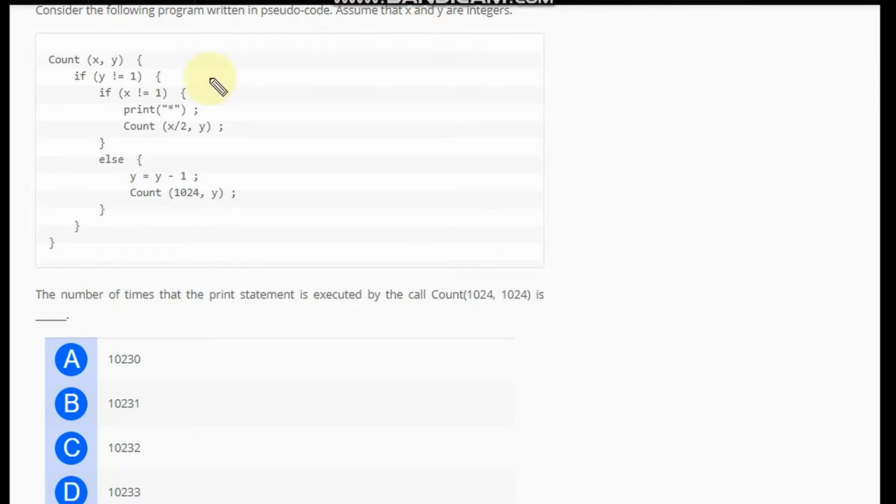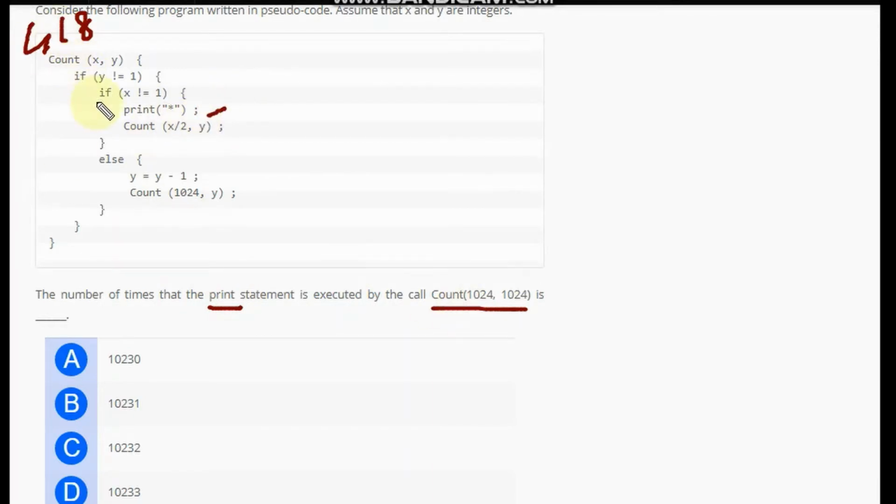This was the question asked in GATE 2018 and we are going to see what will be the output of it. So what we are going to do in here, we are going to call our count with 1024, and we have to say how many times this print function will be executed.